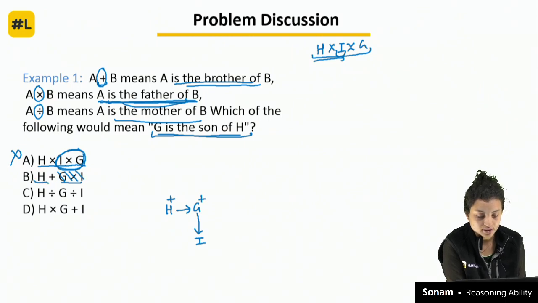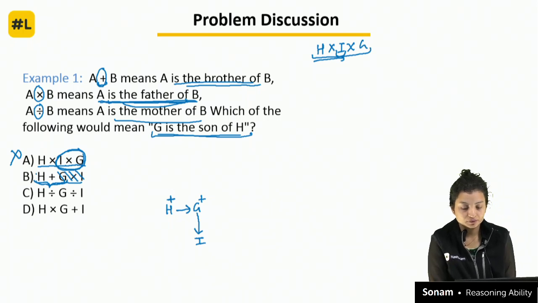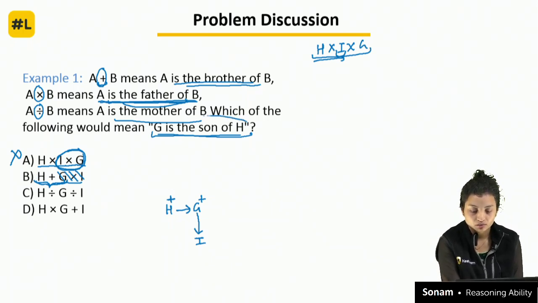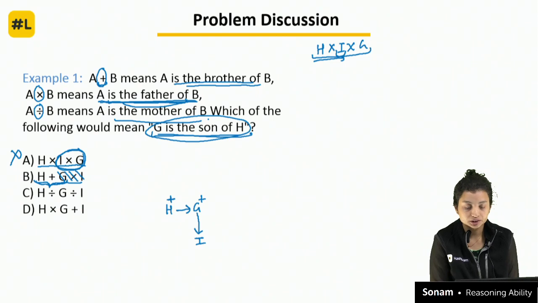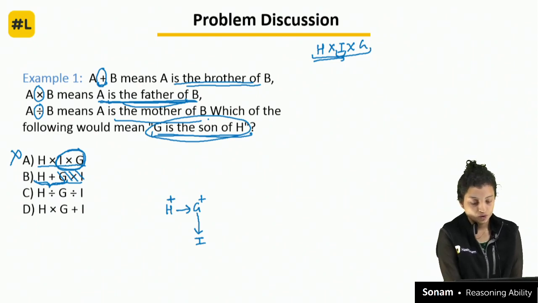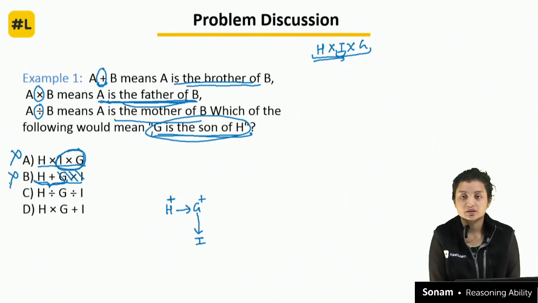We can only get the answer by this. H is brother of G, but we want son and father relationship. Yes or no? So option 2 is cancelled. Option 2 cannot be my answer. Okay, come to option C.